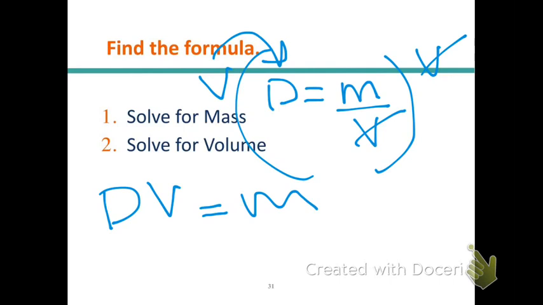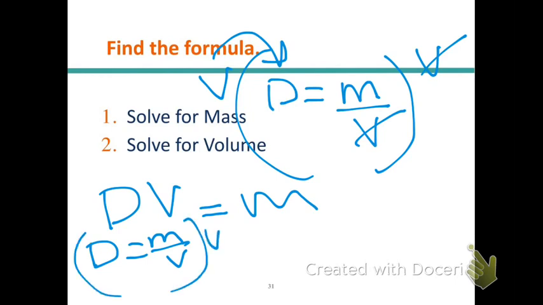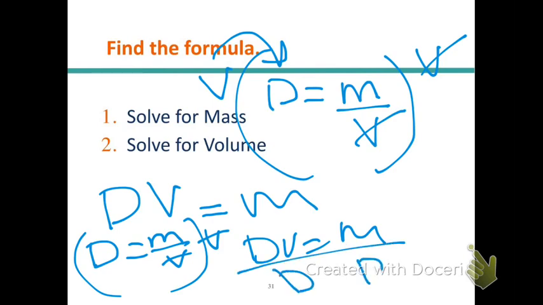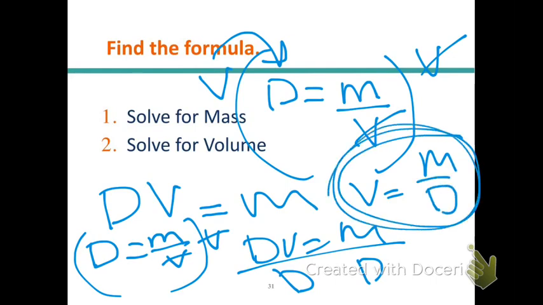Now let's solve for volume. So again, I have density equals mass divided by volume. I want to get rid of my fraction because I hate them, so I'm going to do the same thing, cancel it out. So dV equals m. To get V by itself, I simply divide both sides by d. So volume equals mass divided by density. So there's your formula for volume.